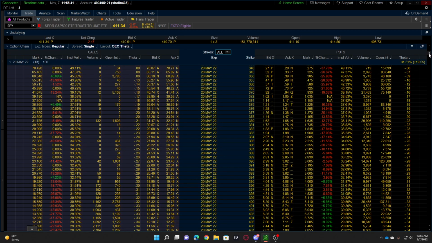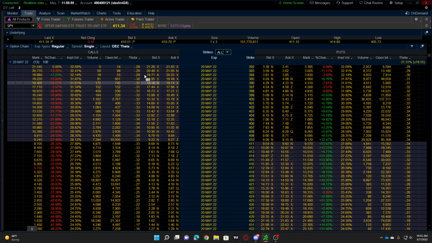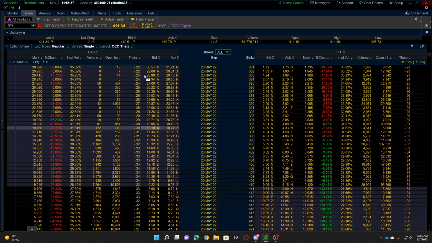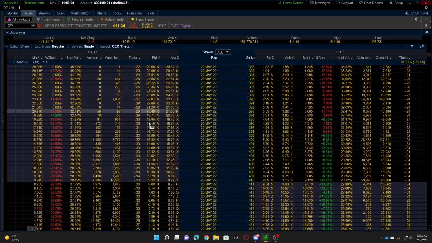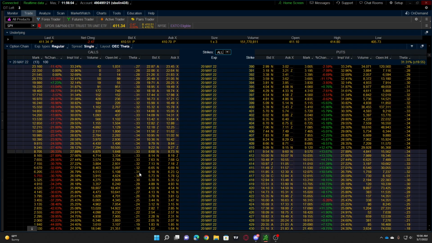What I want you to focus on is where's at the money. In theta, at the money is 33. And then it goes to 34, back to 33, then to 30 and 29, and then it gets smaller and smaller and smaller, right? But if we go back to at the money and we start moving farther away from the money, out of the money, it goes from 33, 32, 30, 29, and it gets smaller and smaller.